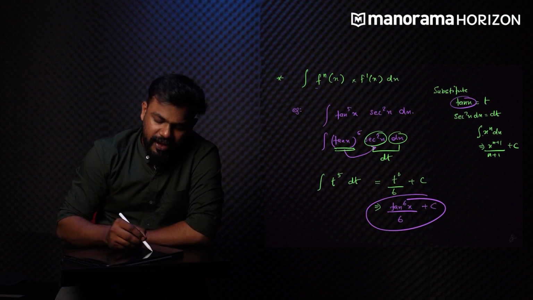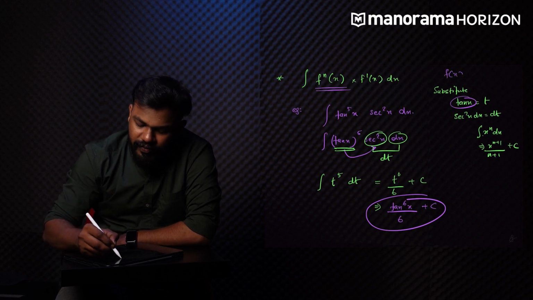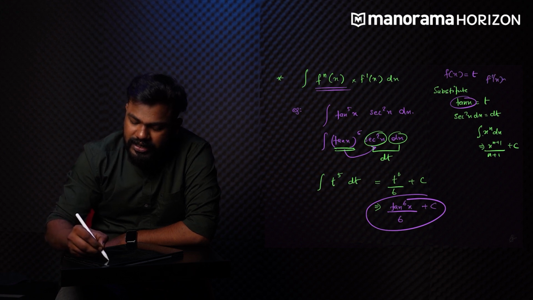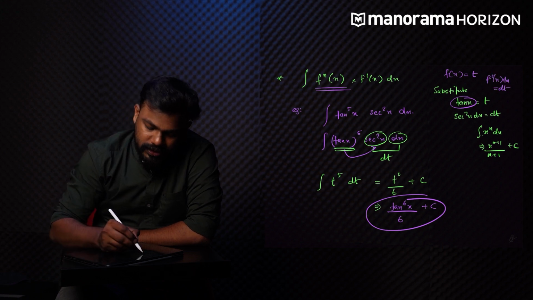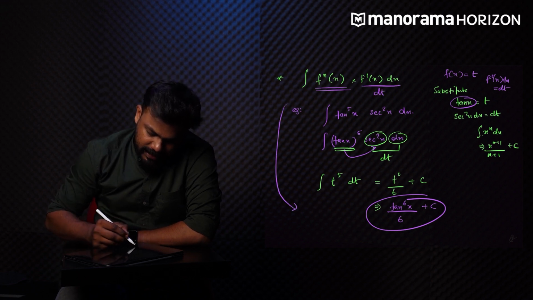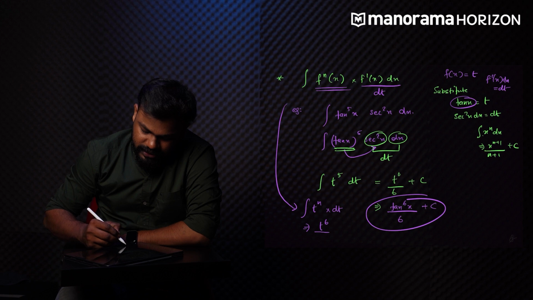So when it is of the form f raised to nx into f dash x, put f of x as what? T. If you put f of x as t, you will be getting f dash x dx as what? Dt. So this one will become dt, or I can also write this over here. I can write it as integral t raised to n into dt. So what will be the integral of that? T raised to 6, sorry, that was the previous question. Integral t raised to n plus 1 by n plus 1 plus c.